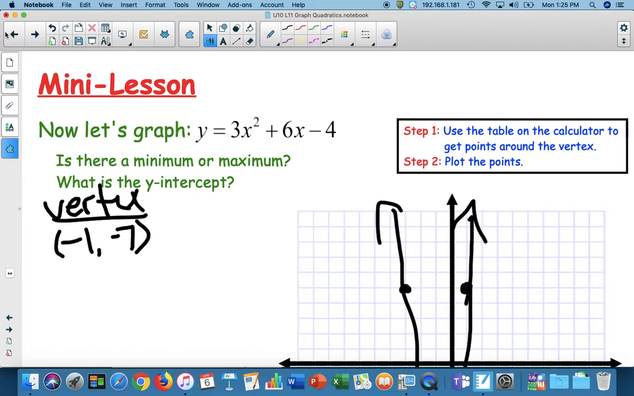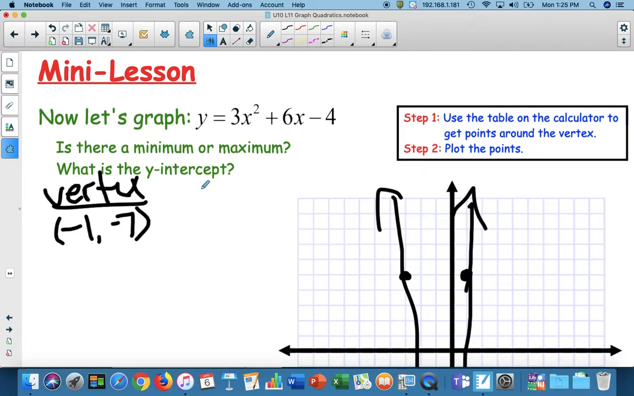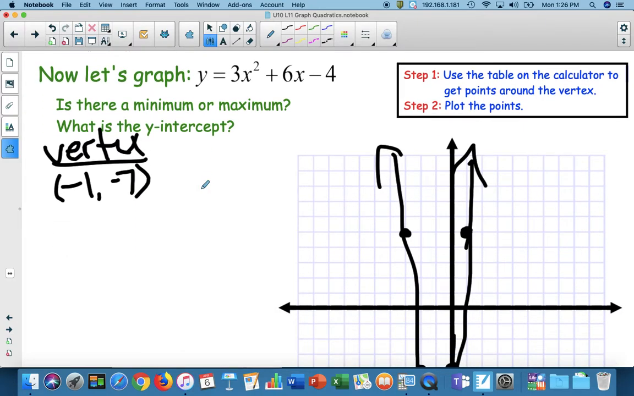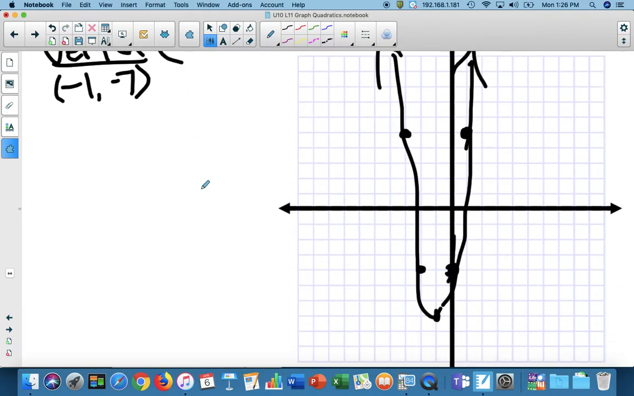Oh, I'm sorry, wait. We didn't answer the questions here. So is there a minimum or maximum? Yes, there is a minimum or maximum because that minimum or maximum is your vertex. So there's always a minimum or maximum. And is there a y-intercept? Of course there's a y-intercept. You want to look at where it hits the y-axis. So in this case, this is my y-intercept.